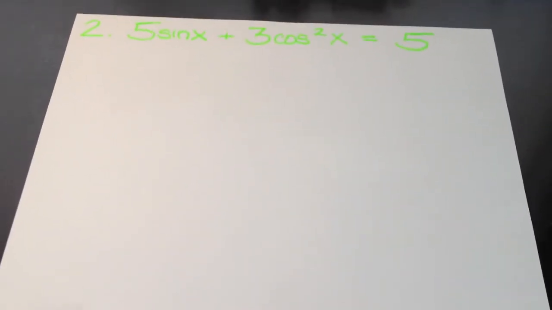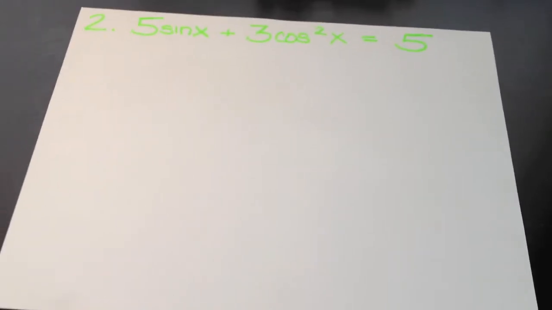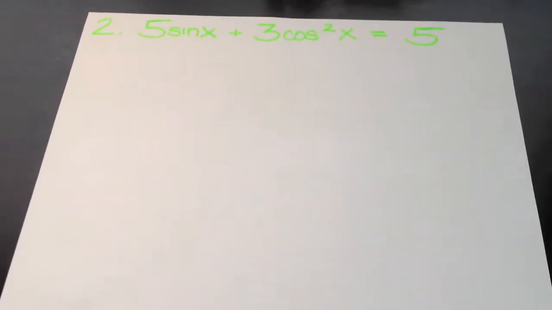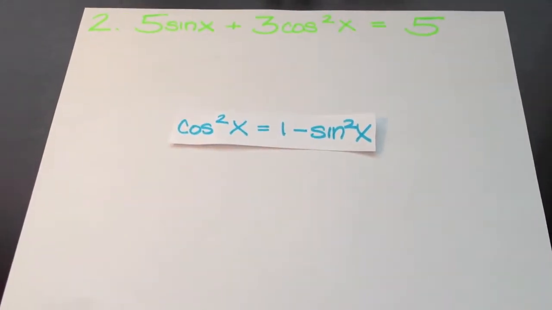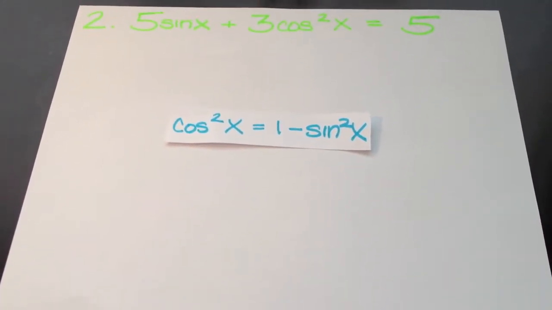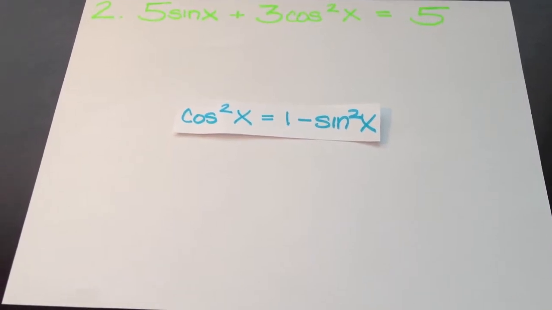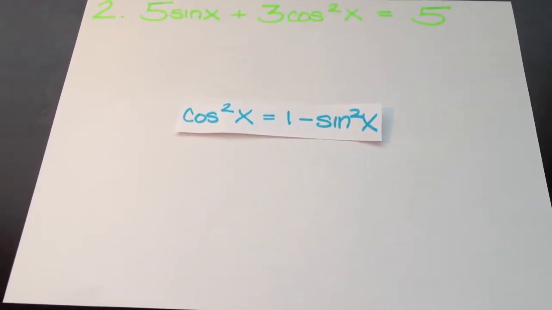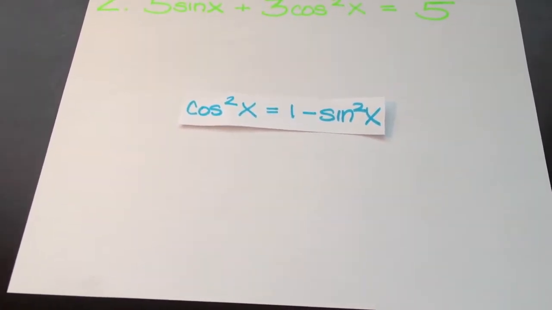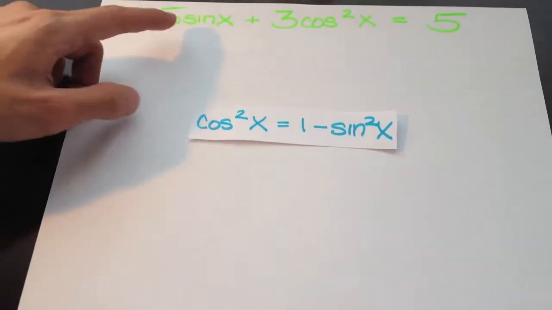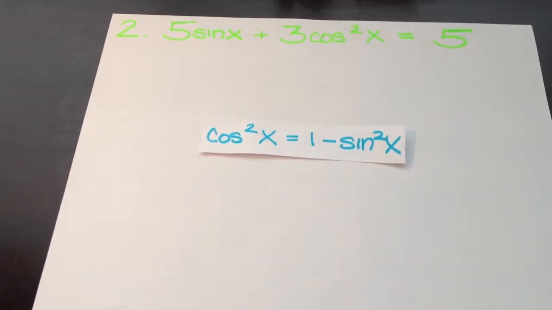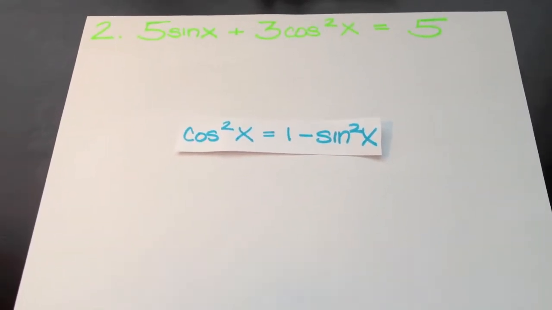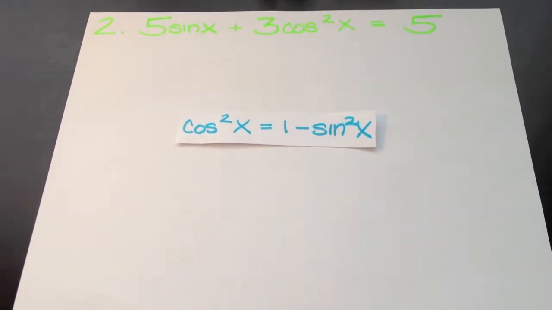Welcome. Today we're going to be solving our second trigonometric function using our trigonometric identity of cos squared of x equals 1 minus sine squared of x. Our trigonometric function is 5 sine of x plus 3 cos squared of x equals 5. Notice how we have sine of x and cos squared of x. So we're going to try to make everything either sine of x or cos of x.